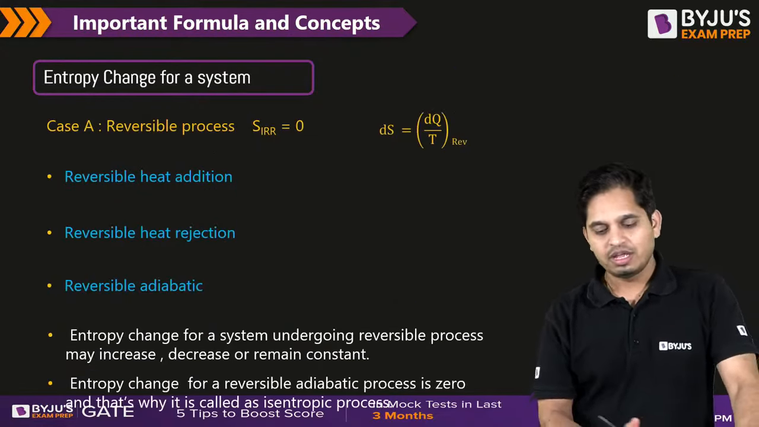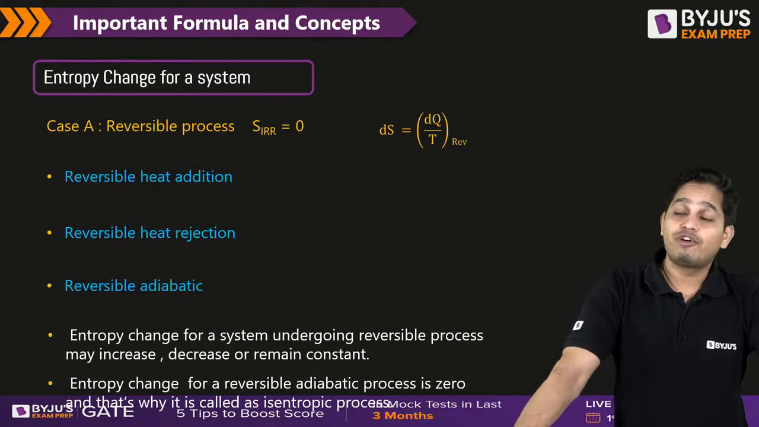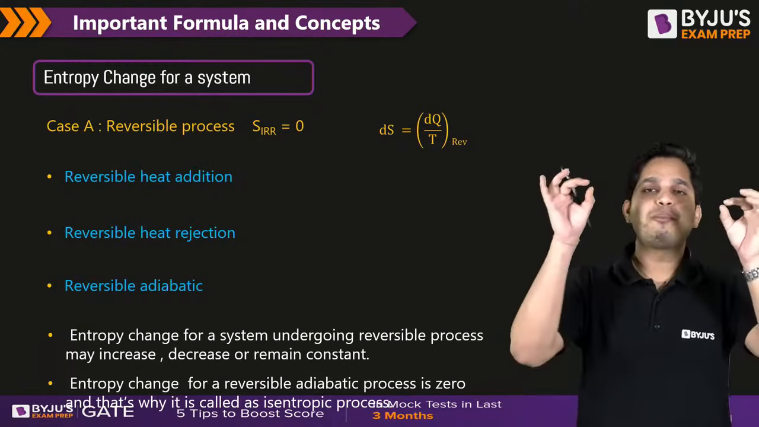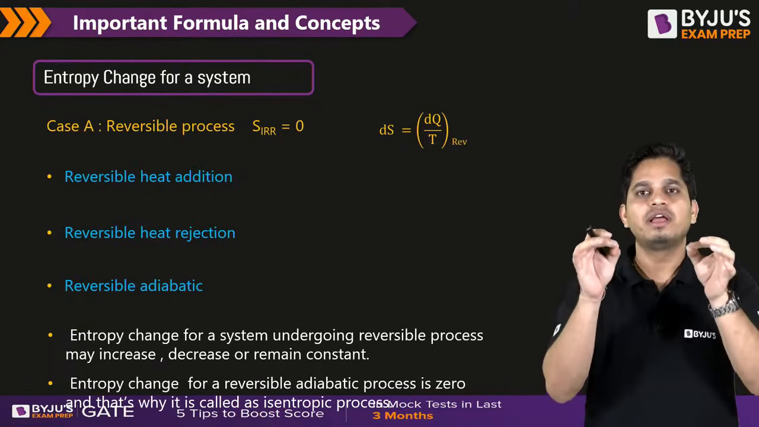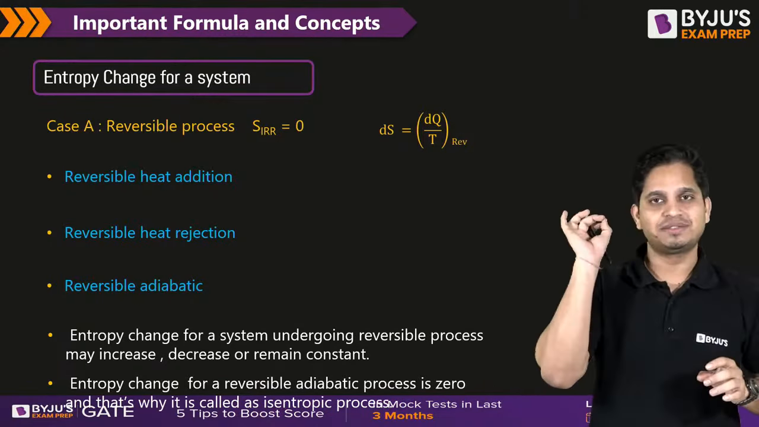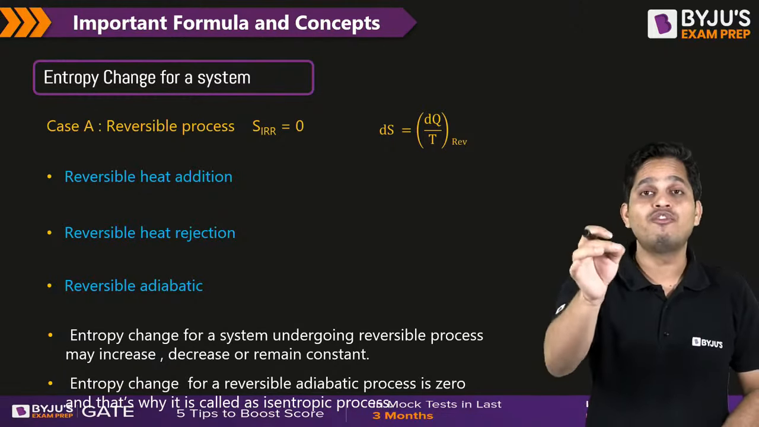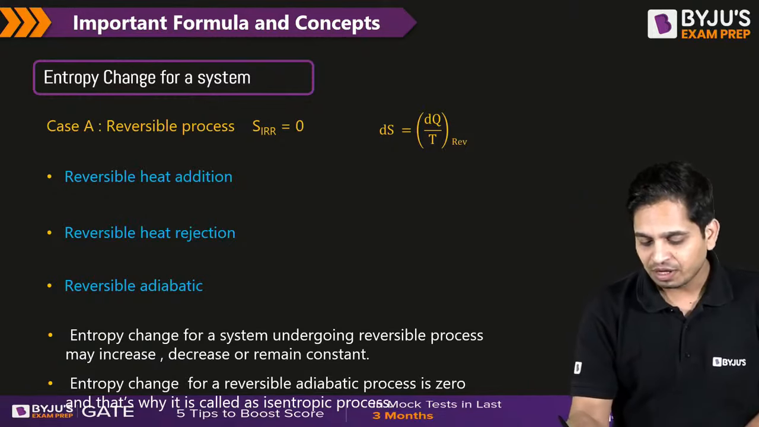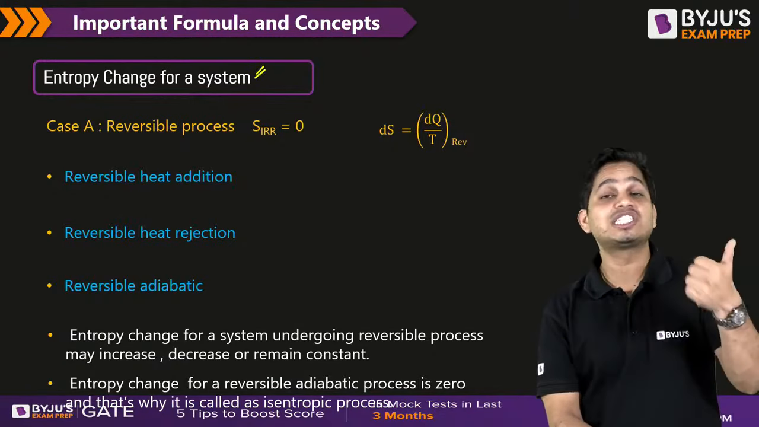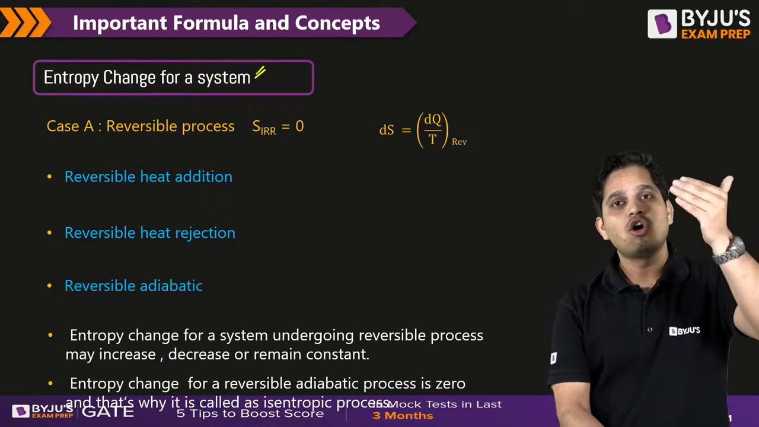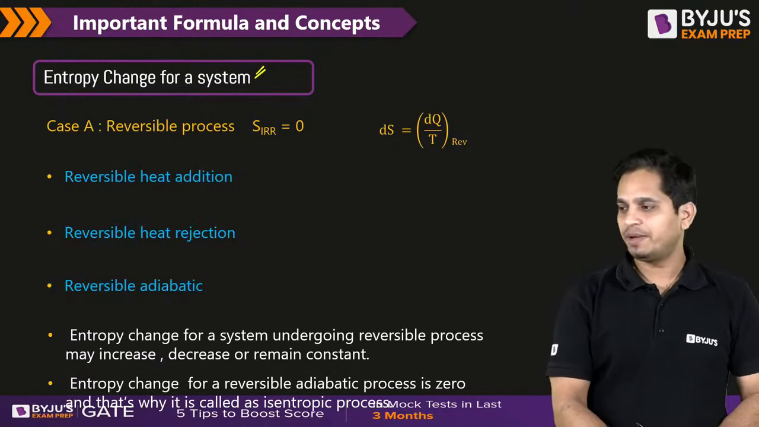Theek hai, chalo. Now entropy change. So first of all, understand this. Entropy change of universe always increases. Always increases. Entropy change of universe always increases. Now let us see if the entropy change for a system always increases or decreases or remains constant.